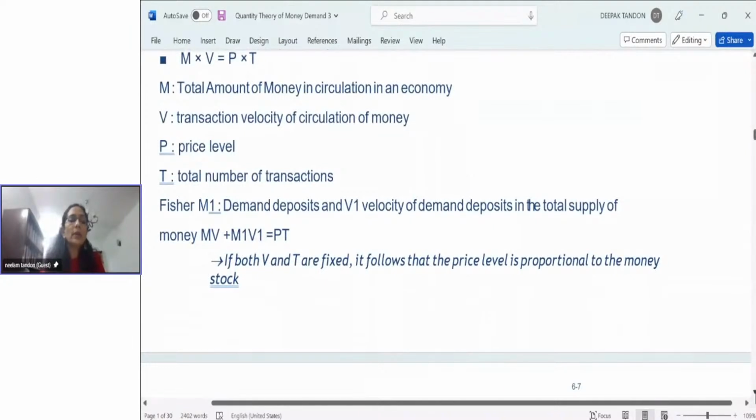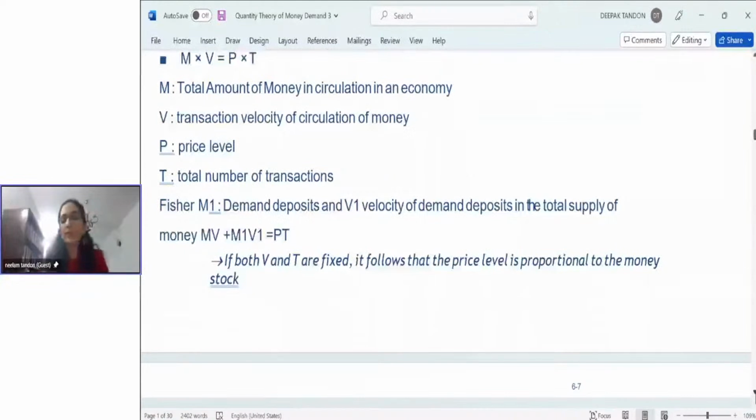Then there's a component called demand deposits. Do you understand M1? Later on, Fisher modified this classical theory by adding 2 more components, that is, demand deposits. What are demand deposits? Demand deposits are checks. When you go to a bank, you create demand: you write a check of 10,000 rupees and submit it to the bank. So you are creating demand from the bank based on your money, which is there in the bank.